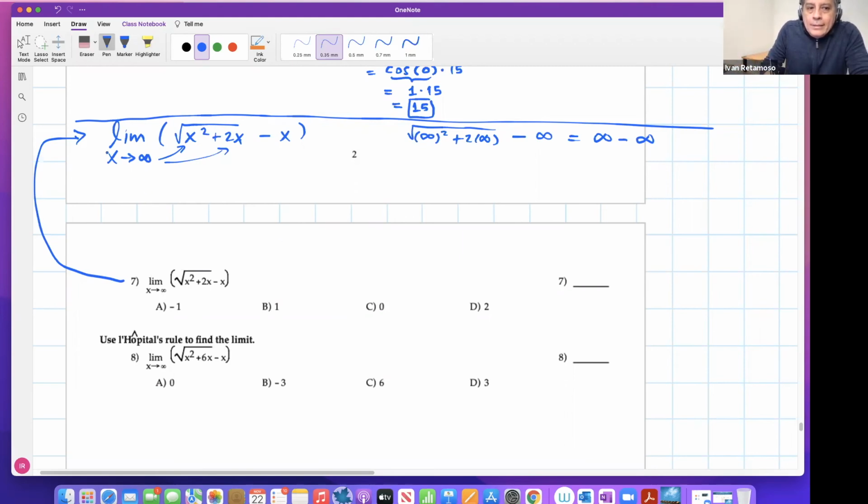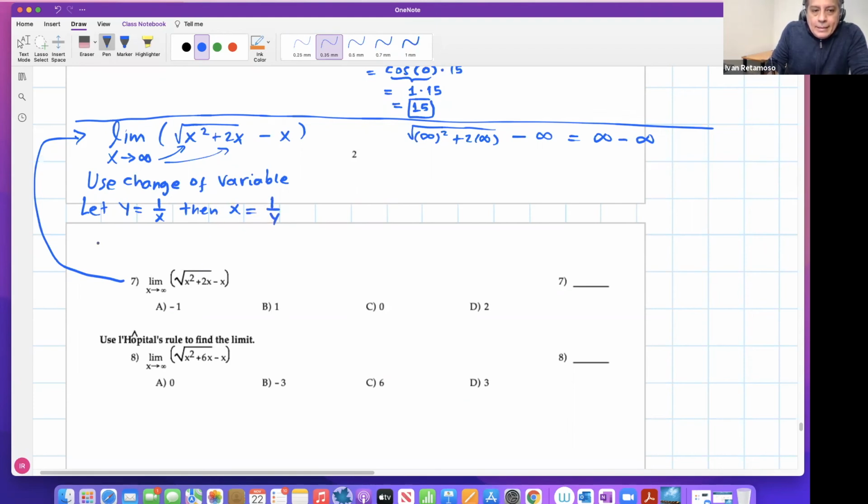Sometimes, instead of having a variable approaching infinity, it is better to have a variable approaching 0. That is accomplished by using this change of variable. Let y be 1 over x, not x, 1 over x. If you call 1 over x y, then x has to be equal to 1 over y, right?